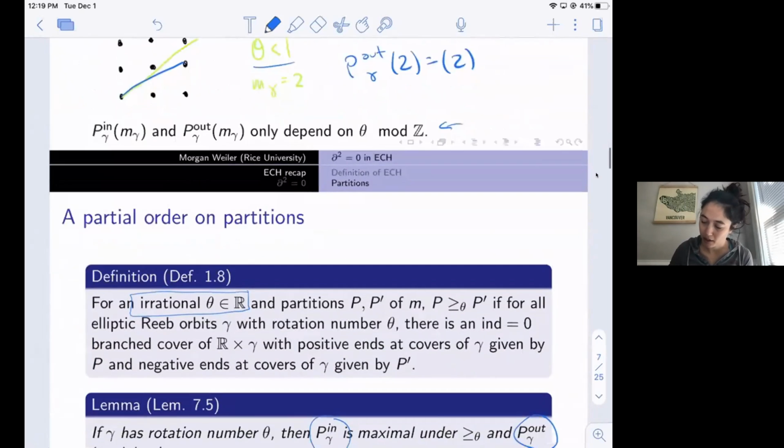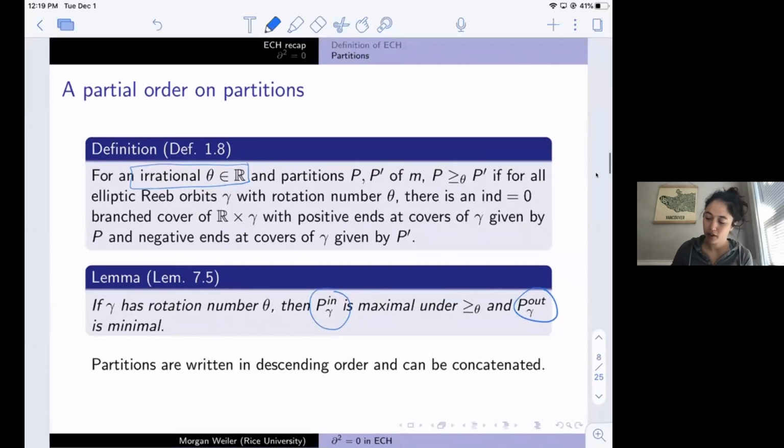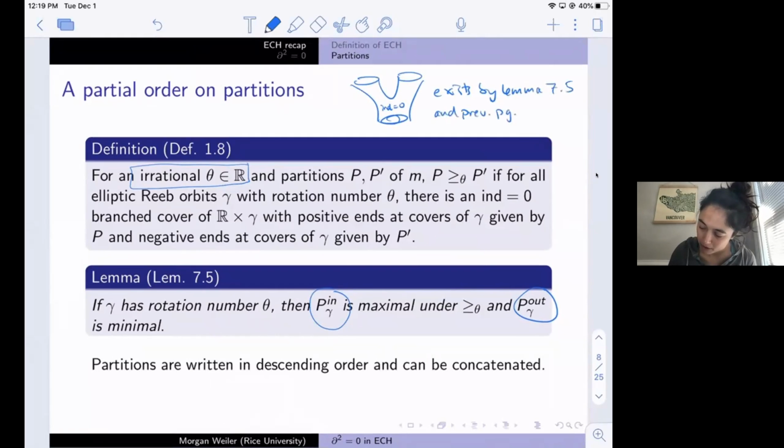So this tells me that there is an index 0 branched cover of a trivial cylinder that looks like that, so a pair of pants, as Yuan talked about last week. So this is a consequence, and the index is equal to 0. This exists by the lemma and the previous page examples.